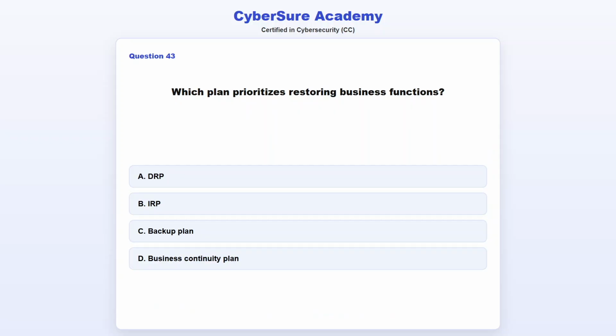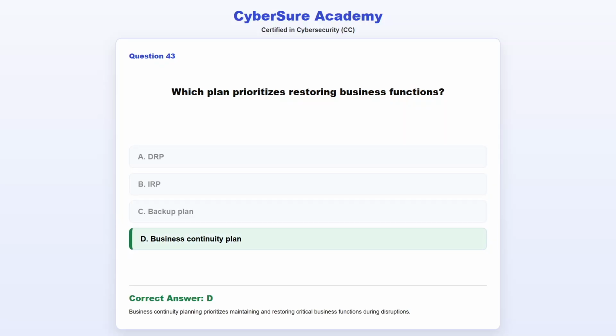Question 43. Which plan prioritizes restoring business functions? A, DRP. B, IRP. C, backup plan. D, business continuity plan. The correct answer to 43 is D, business continuity plan. Business continuity planning prioritizes maintaining and restoring critical business functions during disruptions.